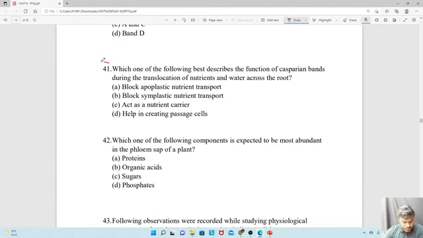Okay, that's good. I hope everyone understood that correctly. Next, question number 41. Let me know if anyone did not understand. I will re-explain.